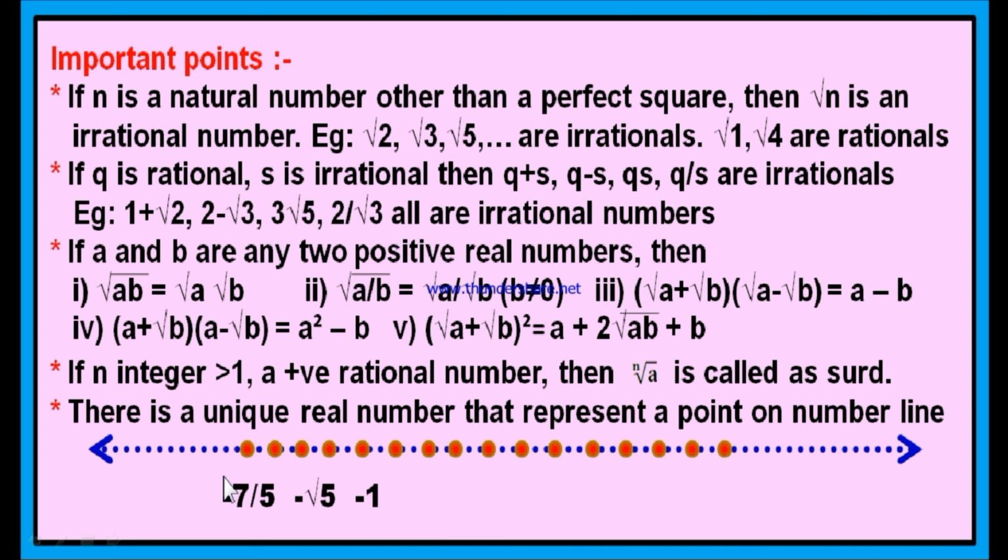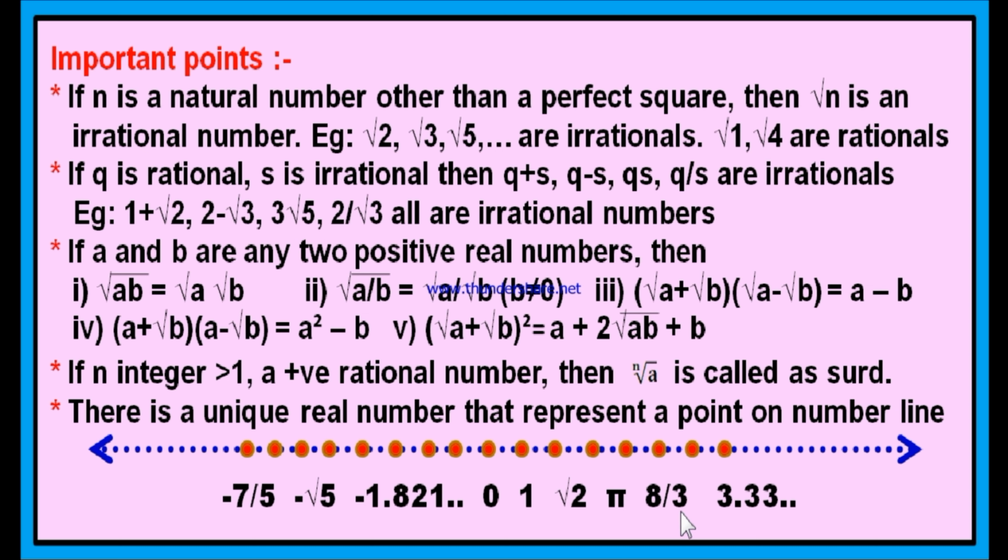You see, this point may be minus 7 by 5, it is a rational number. This point is minus root 5, it is an irrational number. And this point may be 1.821 and so on, it is an irrational number. It may be 0, rational number. It is 1, rational number. This is root 2, irrational number. This is pi, an irrational number.